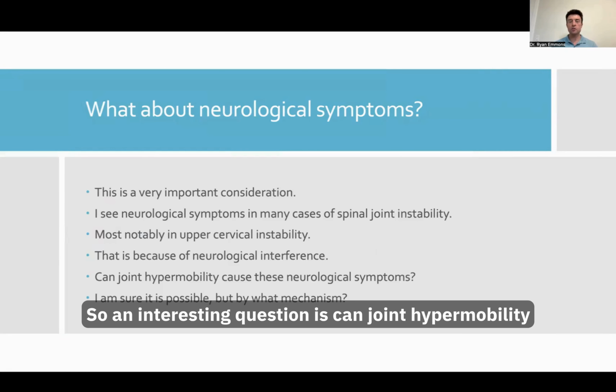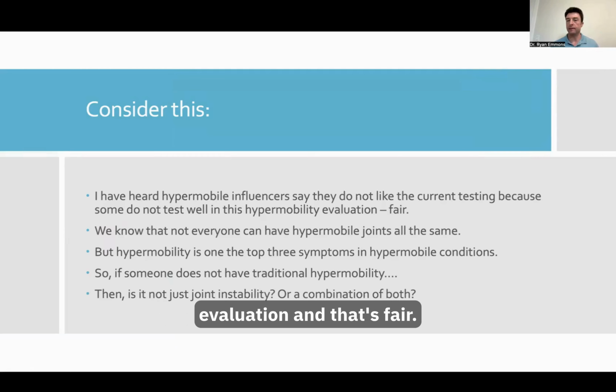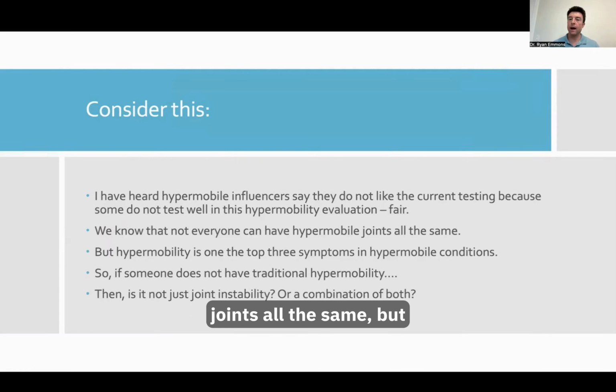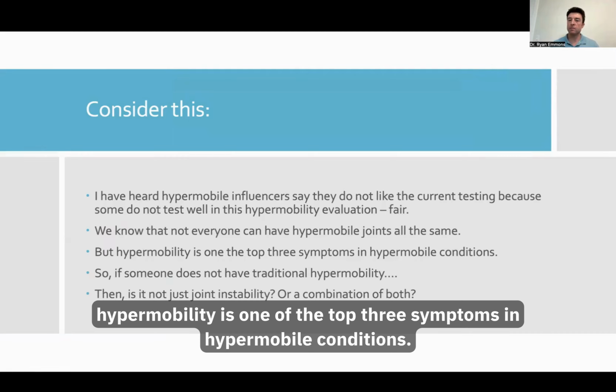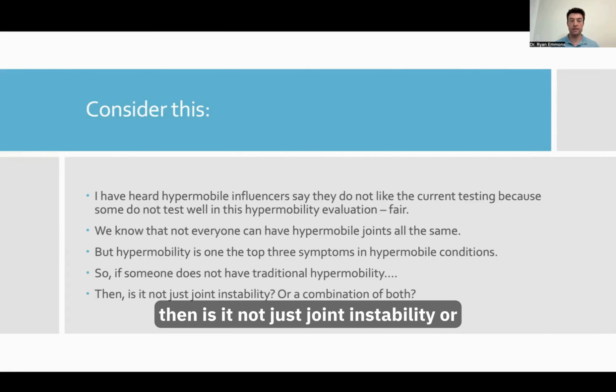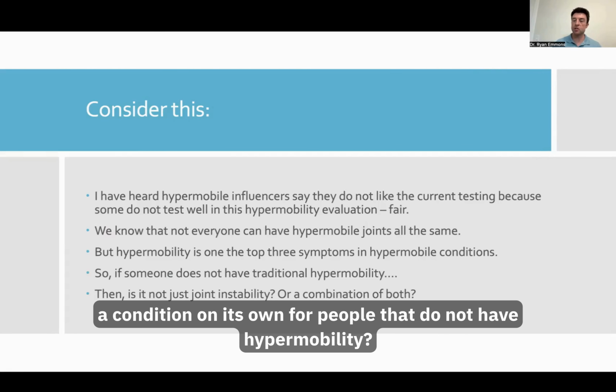So consider this. I have heard hypermobile influencers say they do not like current testing because some do not test well in this hypermobility evaluation, and that's fair. We know that not everyone can have hypermobile joints all the same, but hypermobility is one of the top 3 symptoms in hypermobile conditions. So, if someone does not have traditional hypermobility, then is it not just joint instability? Or a combination of both, considering that joint instability is a condition on its own for people that do not have hypermobility.